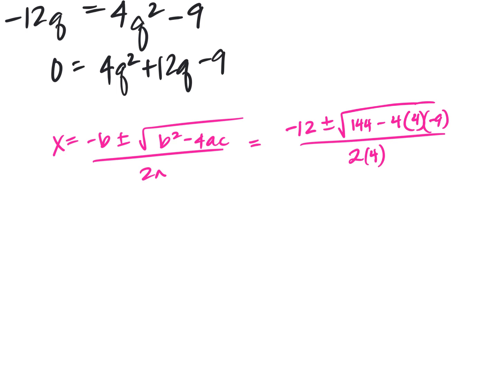My 2 answers are going to be negative 12 plus or minus. Anyone get something in that root? What? It's getting a 0? I got you. Over here, a negative times negative gets us another 144. So that's going to get me my 288 in there over 8.